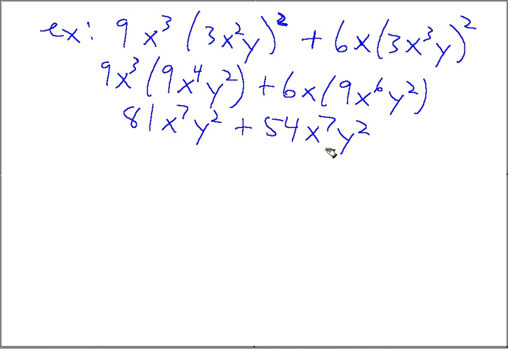All right. Once again, these are like terms, as you can see clearly, so I can add the coefficients. So 81 plus 54 is what? 135. All right. So 135, x to the 7th, y to the 2nd. Again, when I combine like terms, I do not touch the exponents. It stays the same. Okay, so we have our solution here.